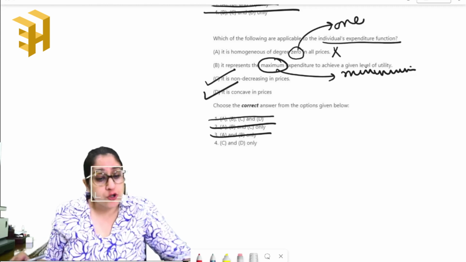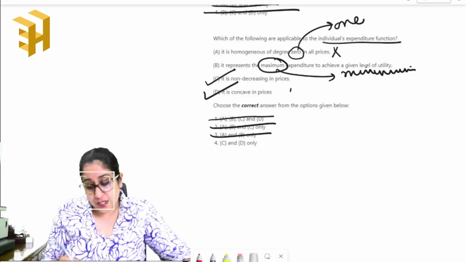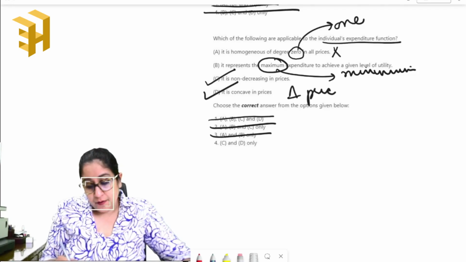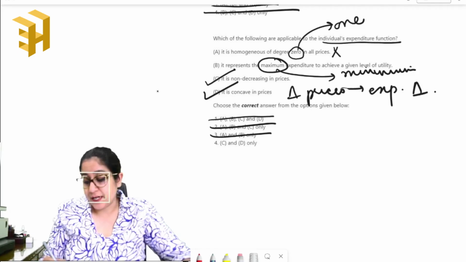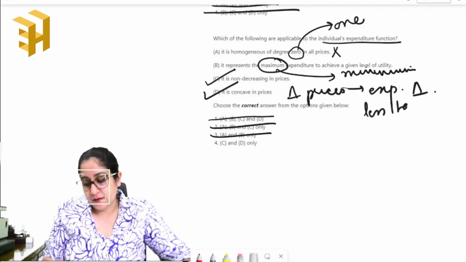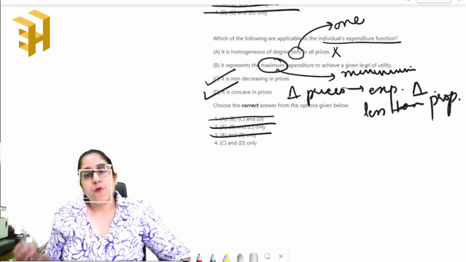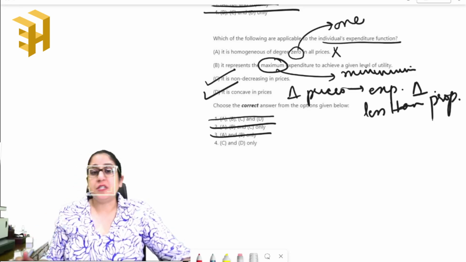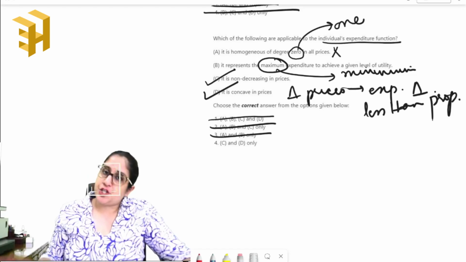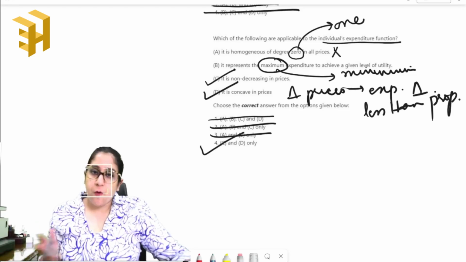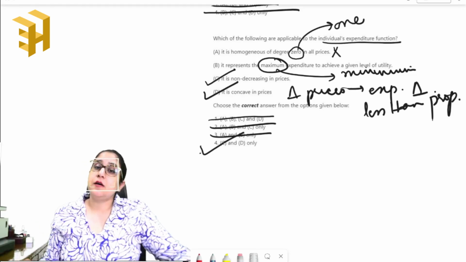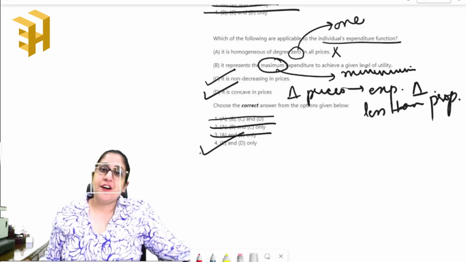Yes, this is also true because with the change in prices, right, expenditure changes, but it changes less than proportionately or less than the change in price, which makes the expenditure function concave in shape. C and D are right, which makes 4 the correct answer for us.